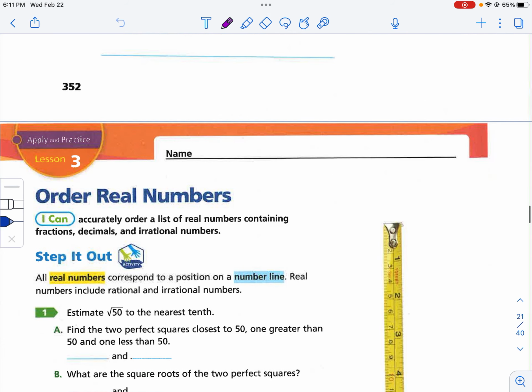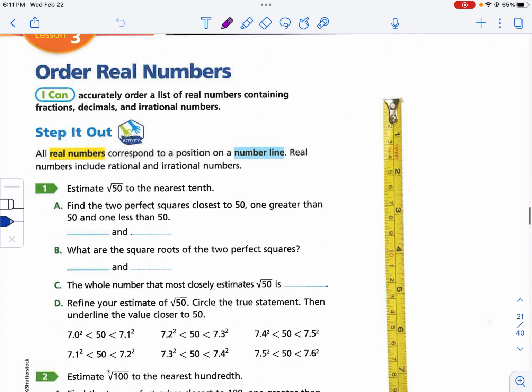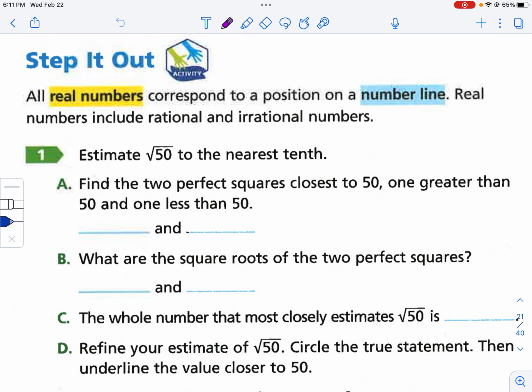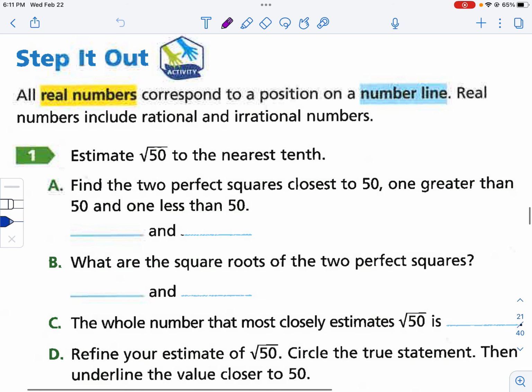Order real numbers. We are on page 353. All real numbers correspond to a position on a number line. We started off this unit and we plotted some points on a number line. Now we need to figure out where we can estimate the square root of 50, because the square root of 50 is an irrational number.